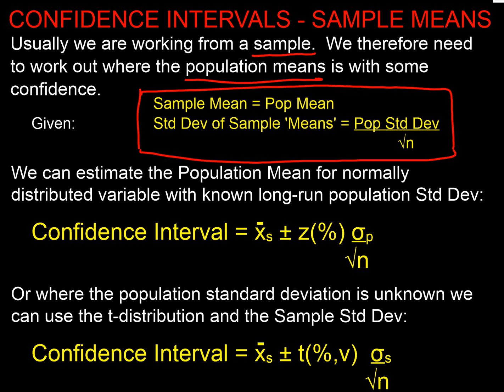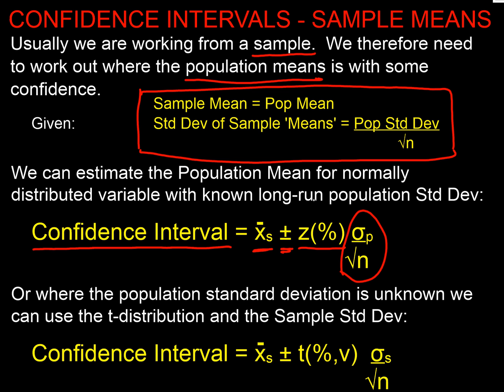Now, the confidence interval is our range of values where we think that the population mean might be. So here we've got our sample mean, and then we're going to have our range. It's going to be plus or minus. If it's normally distributed, we can look at our z value that fits in with our probability, and then our standard deviation of our population over root n, because that's going to be our standard deviation of our mean, effectively the means of the samples.